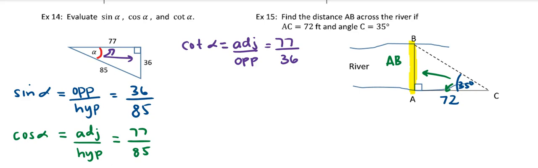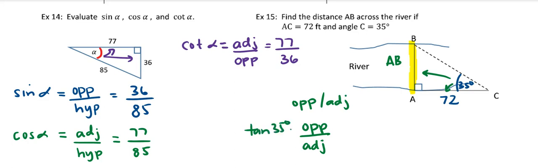So let's think about it. Trig function that deals with opposite and adjacent. We have our choices. One thing that does come to mind, opposite over adjacent, that is the tangent of 35. You could have also used the cotangent of 35 degrees if you say adjacent over opposite, but a lot of times tangent's more convenient for us.